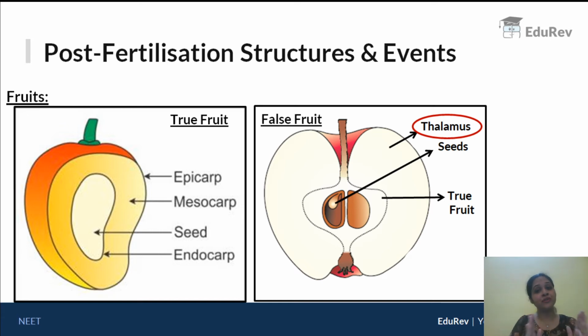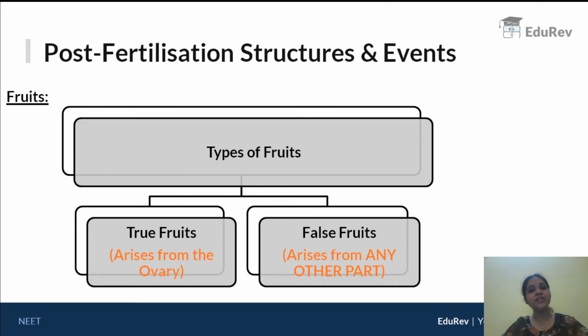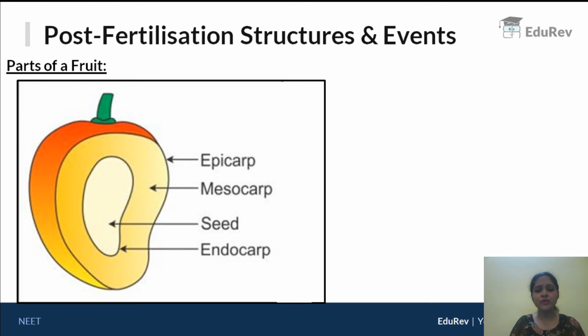Okay, so the difference between a true fruit and a false fruit. Now, let's look at what are the different parts of a true fruit. If you look at the mango, you have a skin on the outside. The skin is going to be called the epicarp. The second part, the fleshy portion, is going to be called the mesocarp. This is the part that we enjoy eating.